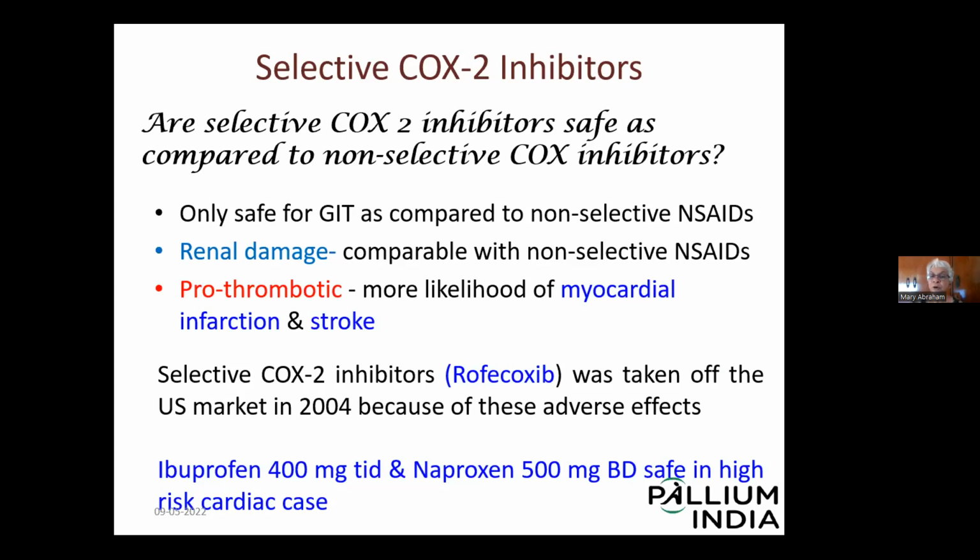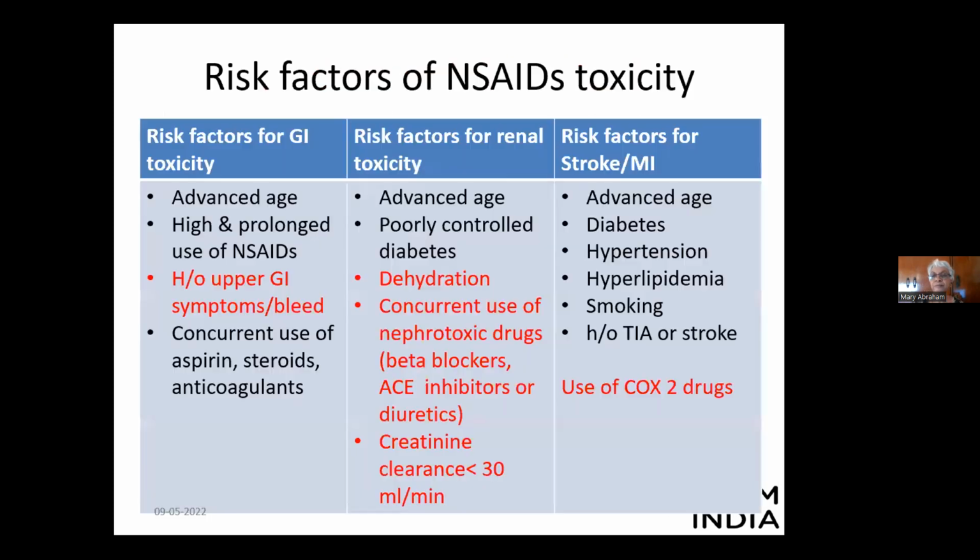In fact, rofecoxib, which was a selective COX-2 inhibitor, was taken off the US market in 2004. And in such patients who are at risk of getting stroke and MI, you can give ibuprofen and naproxen. They are safe in the high-risk cases.